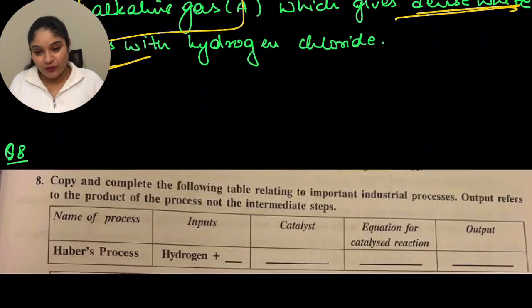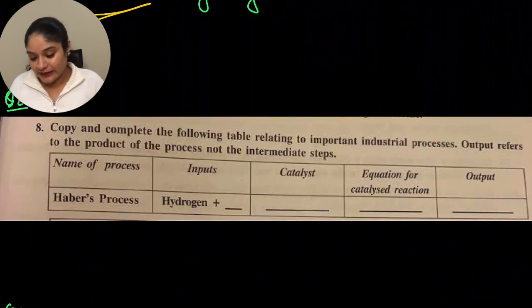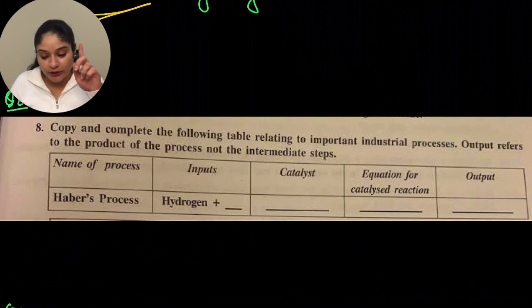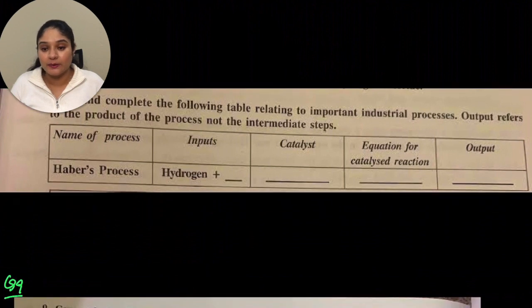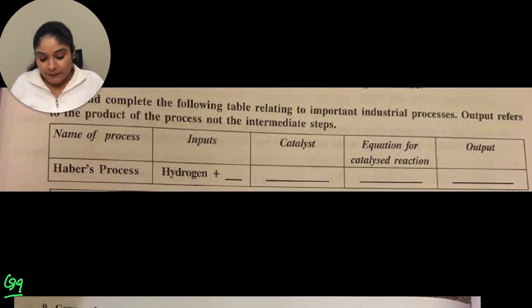So let's quickly move on to question number 8. It says copy and complete the following table relating to important industrial process. Output refers to the product of the process, not the intermediate steps. So let's start with this. It says name the process. So that's Haber's process. Inputs would be hydrogen plus nitrogen.